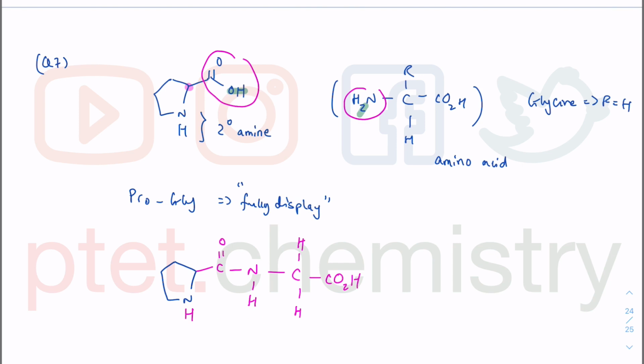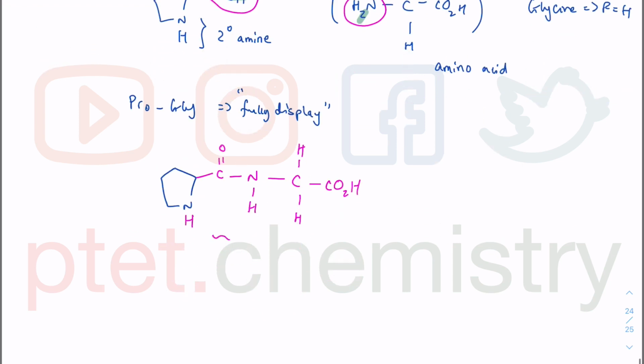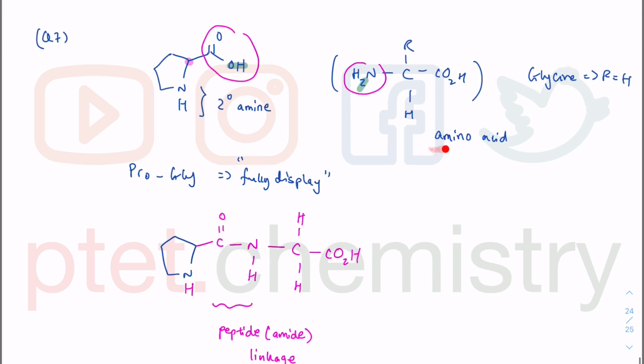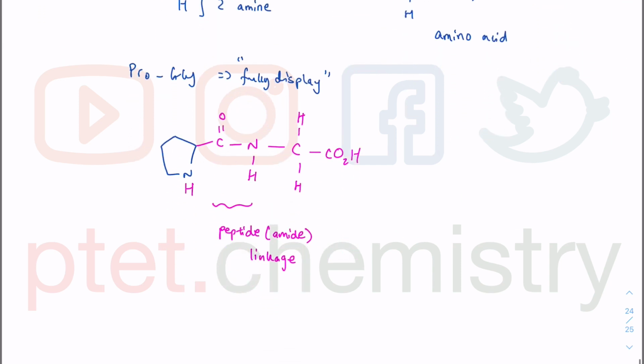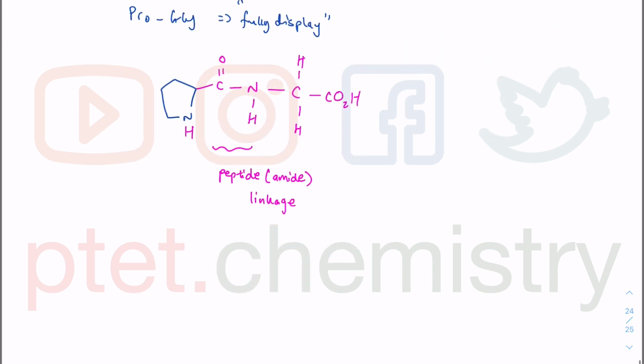They say you must fully display it. It doesn't hurt to actually say this is the peptide, where peptide is also known as amide linkage, but not every amide is peptide because not every amide is made out of amino acid. So be very careful about that. For that 2 marks, I don't think you can get it wrong if you want to score very well for paper 4.